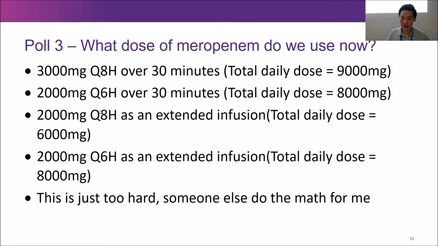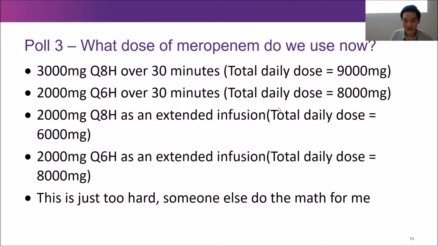Or are we going to do an extended infusion, but do it with the 8-hourly dose? Or are we going to do it with a 6-hourly dose as an extended infusion? Or is this just too hard, and can someone else do the math for me? People are still voting with this one. All right, I might end the poll there.